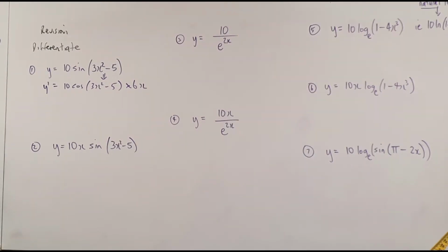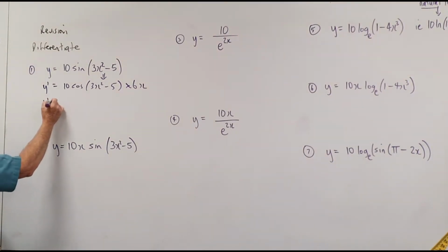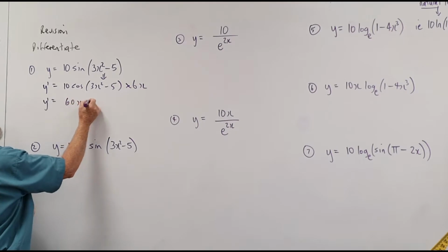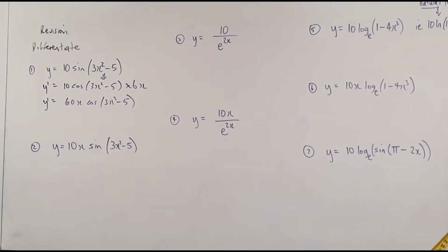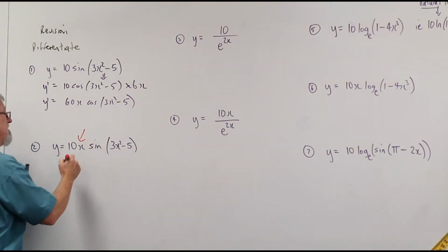Are you one of those that must go further or not? Then you've got 60x cos of 3x squared minus 4. Done. Now, this one then does something we don't. All it does is add an extra x.